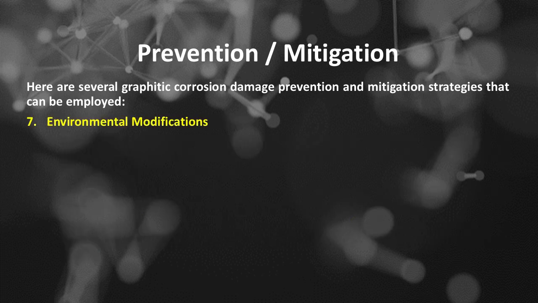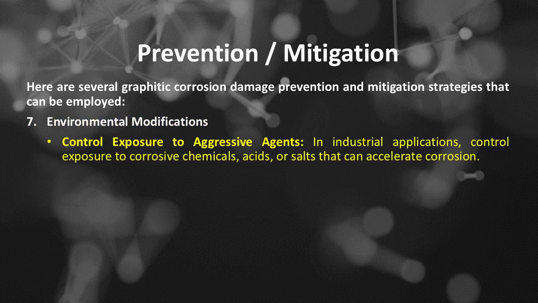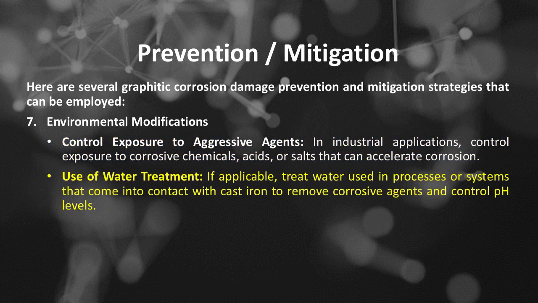Number 7 is environmental modifications. Control exposure to aggressive agents. In industrial applications, control exposure to corrosive chemicals, acids, or salts that can accelerate corrosion. Use of water treatment. If applicable, treat water used in processes or systems that come into contact with cast iron to remove corrosive agents and control pH levels.